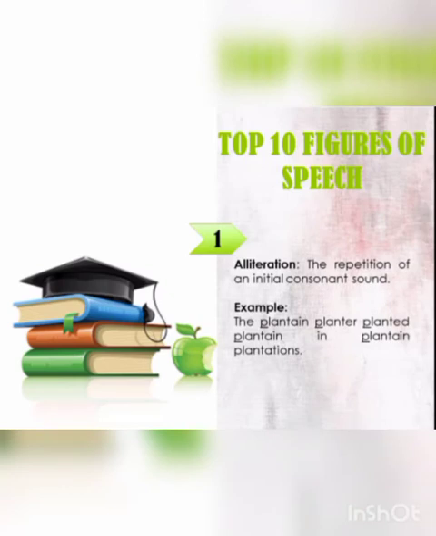Number 1. Alliteration. Alliteration is the repetition of initial consonant sounds. Alliteration is a term to describe a literary device in which a series of words begin with the same consonant sound. We have here the example: The plantain planter planted plantain in plantain plantations. We can see that the letter P, in plantain, planter, planted, plantain, and plantations, is constantly repeated in the statement.